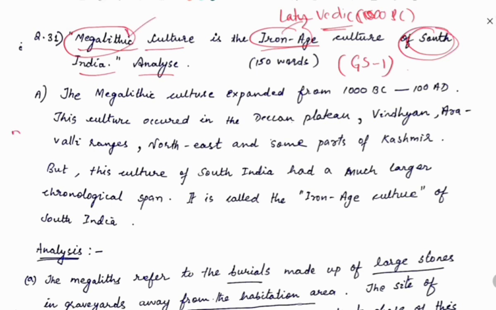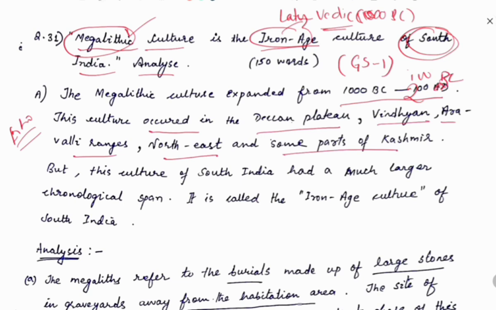So, in the intro, we'll give a timeline, that is the megalithic culture expanded from 1000 BC to around 200 or 100 BC. Now, this culture occurred in the Deccan Plateau, Vindhyan, Aravalli ranges, northeast, some parts of Kashmir. But this culture of South India had a much larger chronological span. It is called the Iron Age culture of South India. So, in the intro, we give the timeline and the expansion.